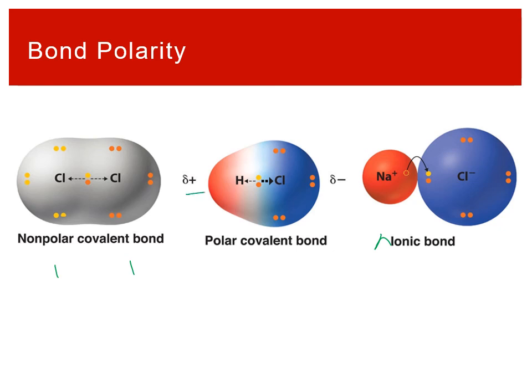Whenever we have a covalent bond, we want to keep those deltas. That's slightly negative, slightly positive. The electron hasn't fully moved to the chlorine. It's just shifted a little towards the chlorine side of the bond.